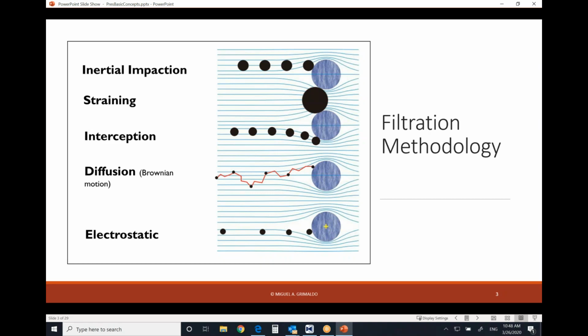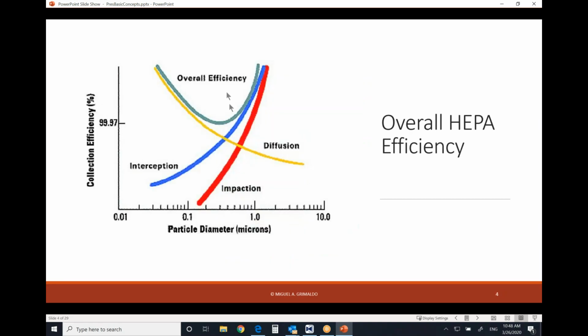When we combine all of these filtration methods into the overall efficiency of a HEPA filter, we find that the most penetrating particle, which is this line right here, is close to 0.3 microns. People sometimes misunderstand that if a particle is smaller than 0.3 microns, like the coronavirus, which is between 0.1 and 0.2 microns, the filter would not capture it. In reality, it does.